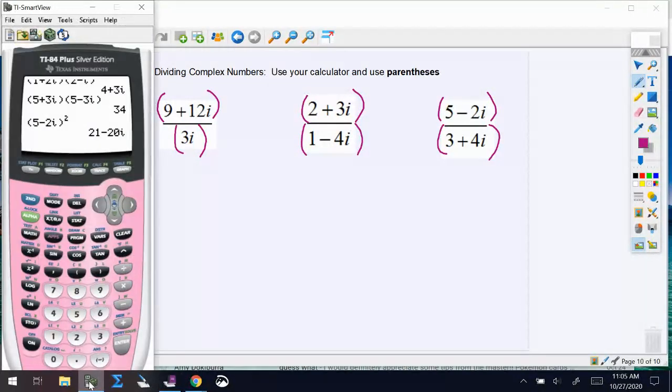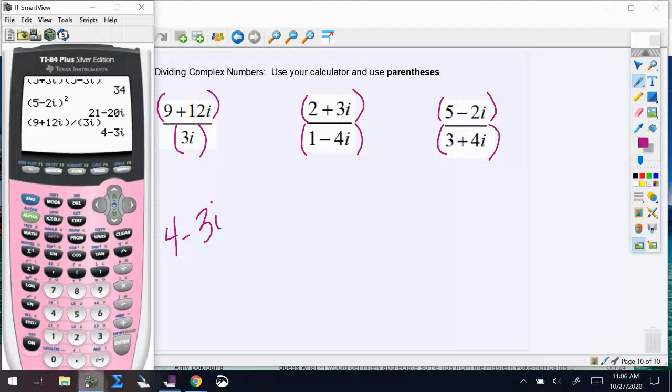I also want to show you a little bit with simplifying when you do this. So we're going to type in 9 plus 12i. Again, the i button, second and the decimal point, parentheses, divided by parentheses 3i. Making sure the top and the bottom are each in their own parentheses. So you get 4 minus 3i.